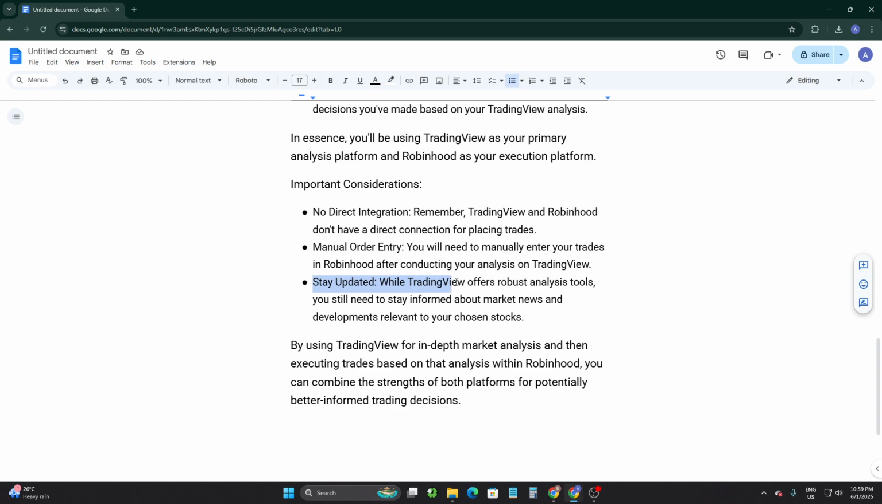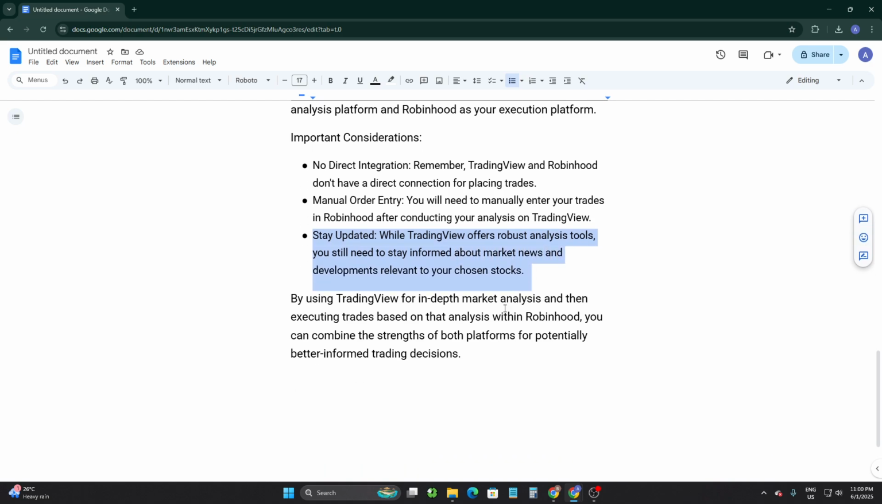Stay updated. While TradingView offers robust analysis tools, you still need to stay informed about market news and developments relevant to your chosen stocks. By using TradingView for in-depth market analysis and then executing trades based on that analysis within Robinhood, you can combine the strength of both platforms for potentially better informed trading decisions.